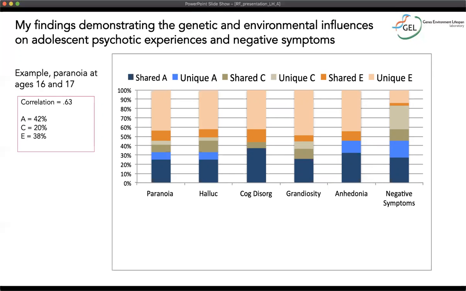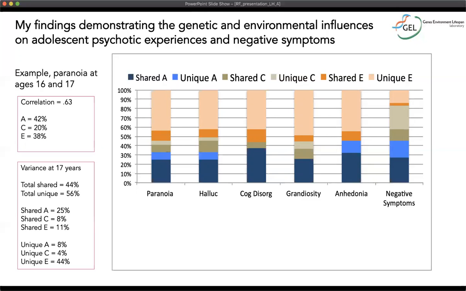The results here are from across all the individual traits that we looked at, and I'll just focus again here on paranoia. So we found that of the variance or individual differences in paranoia at 17, 44% was due to genetic and environmental factors shared with age 16, and 56% was due to unique factors at age 17. And these results are really interesting as we see that even over such a short period of time, we have new genetic and environmental factors coming online to influence differences in these experiences.